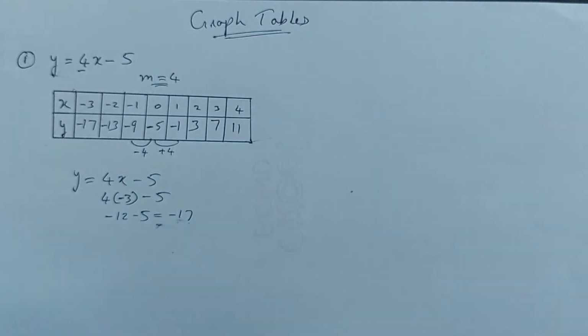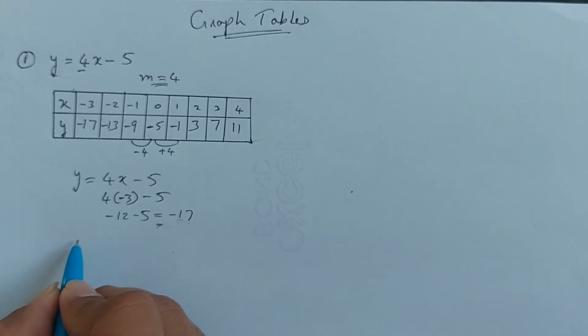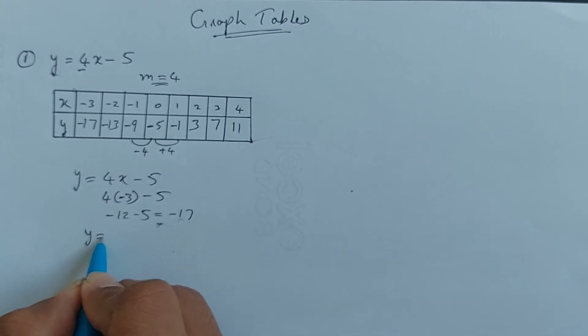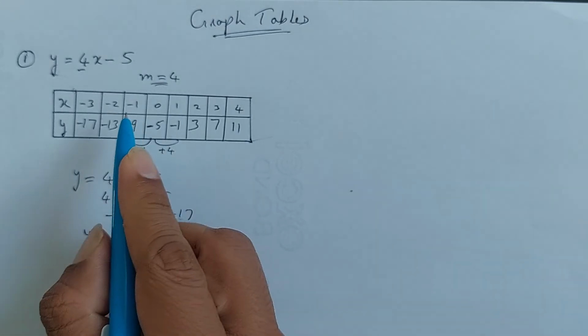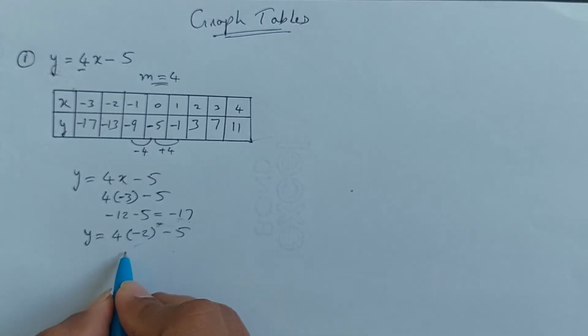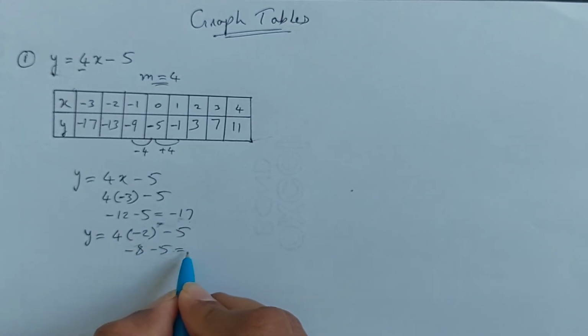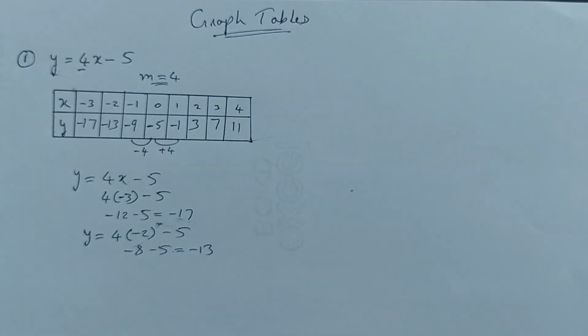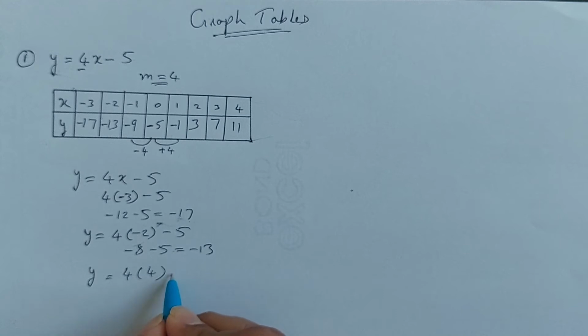Let's do two more substitution ones so you can understand the substitution side better. So y equals 4 times -2, minus 5, which is -8 minus 5, -13. That's what we got. And if you put 4, the bigger one: 4 times 4 is 16, minus 5, 11. That's it. So even this is pretty easy.